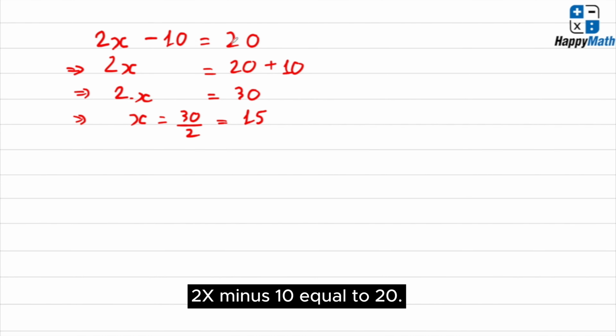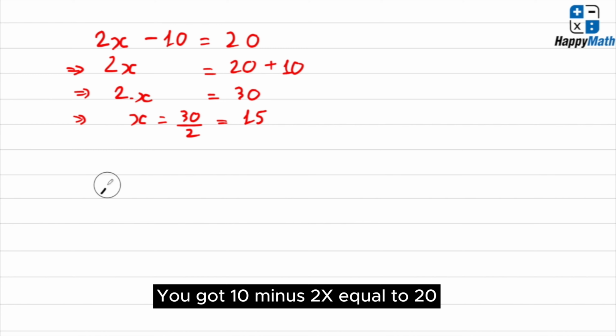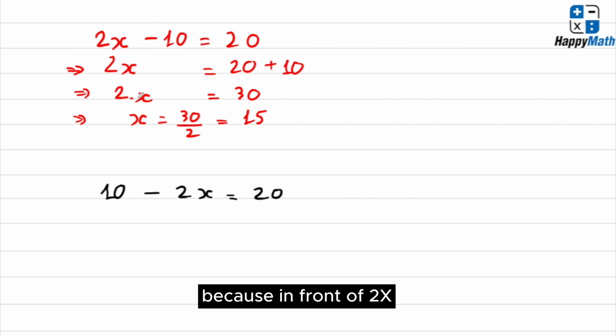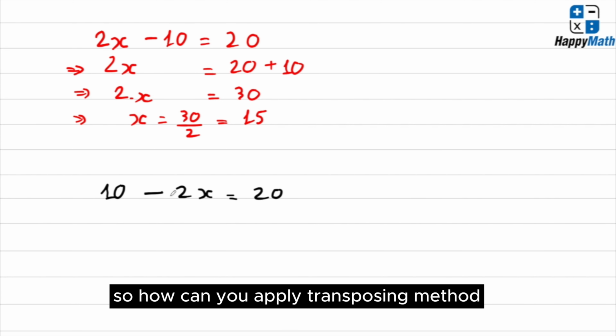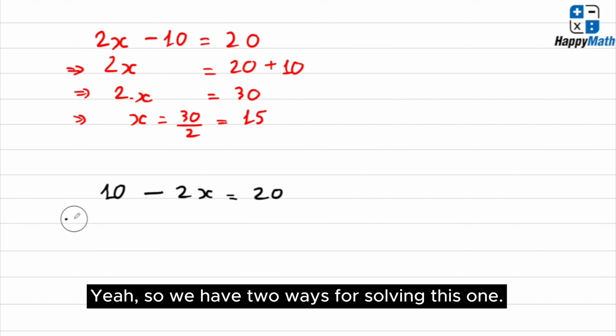2x minus 10 equals 20. So how about another question? Another given equation: you have 10 minus 2x equals 20. This is a little bit harder than the last one, because in front of 2x you have the minus sign, the negative sign here. So how can you apply the transposing method to this question? We have two ways for solving this one.